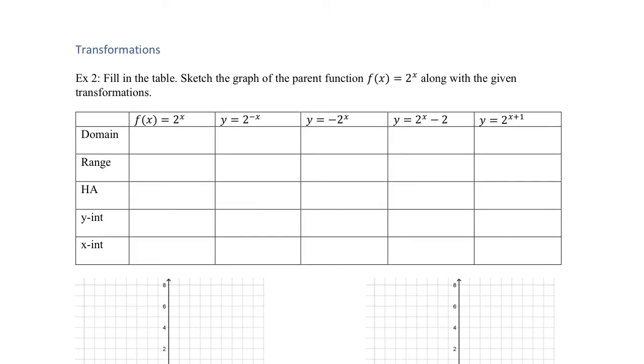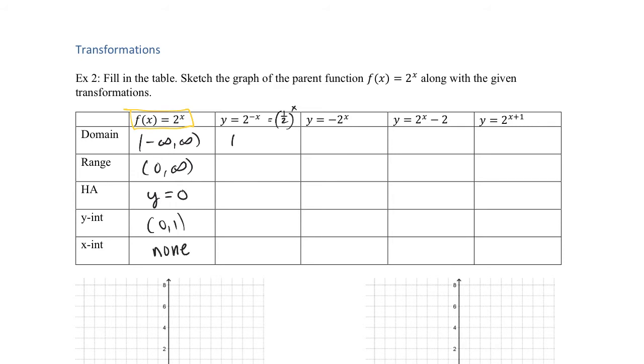okay, so we just talked about how these two functions, let's see, this is the same thing as 1/2 to the positive x. Okay, so I'll just copy this down from the page before. Let's see, our range was from 0 to infinity. Our horizontal axis was 0, or y equals 0. Our y-intercept is (0, 1), and it does not have an x-intercept.